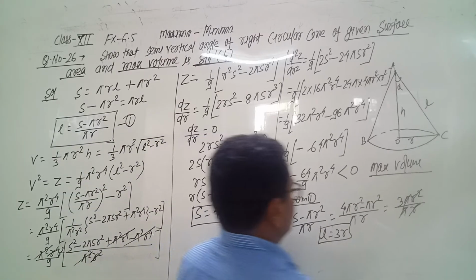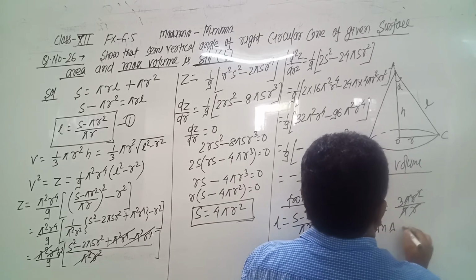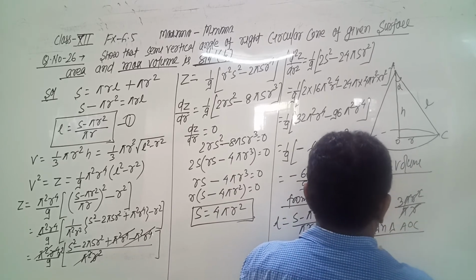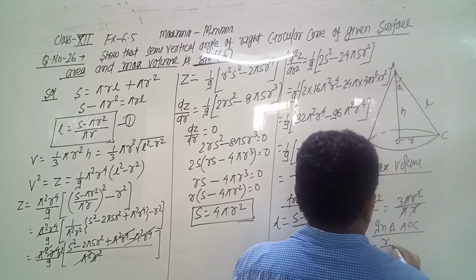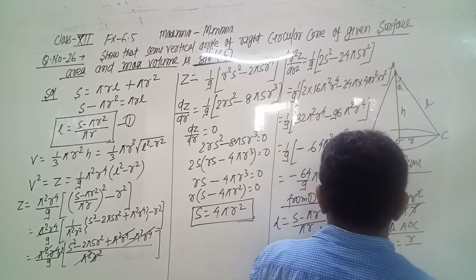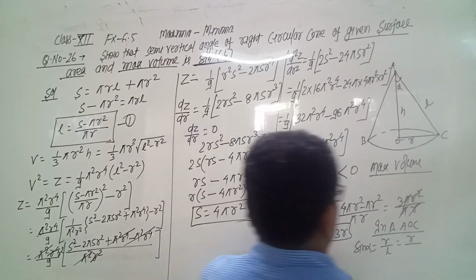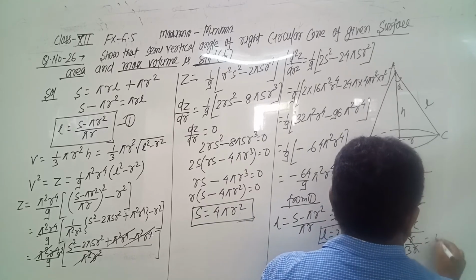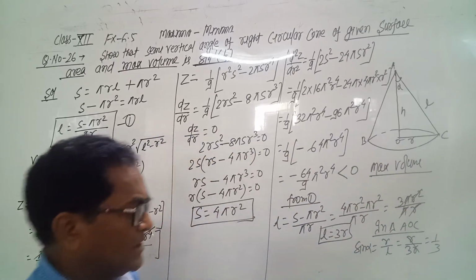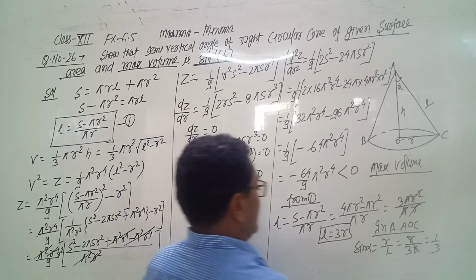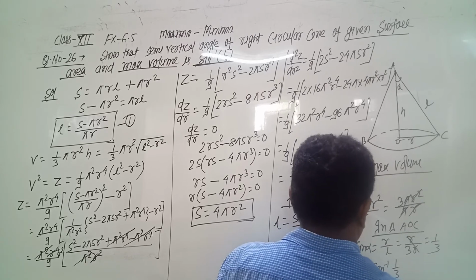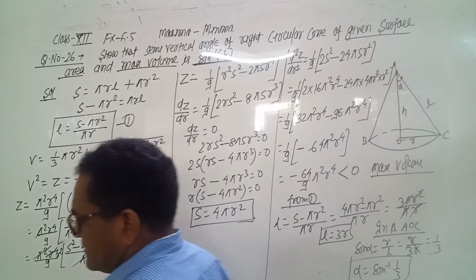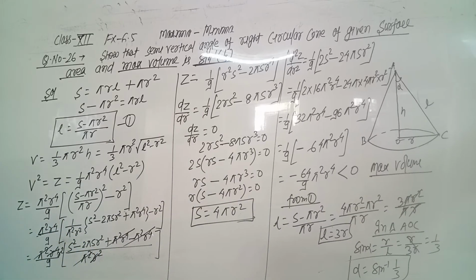Now from triangle AOC, the value of sin alpha is perpendicular upon hypotenuse. So r upon L. The value of L is 3r. r and r get cancelled, and it comes 1 by 3. Sin alpha equals 1 by 3. It means alpha equals sin inverse 1 by 3. So the semi-vertical angle comes to be sin inverse 1 by 3.